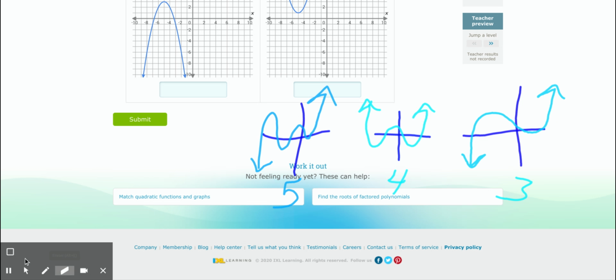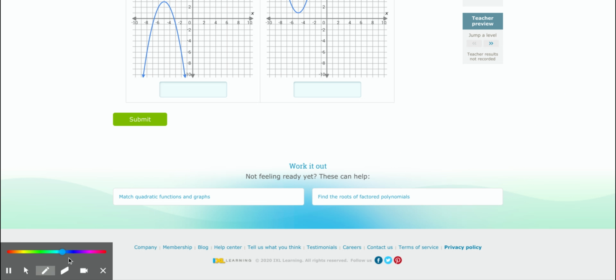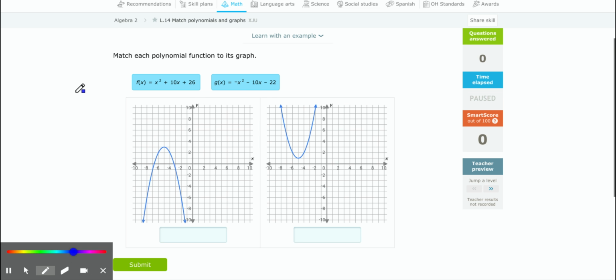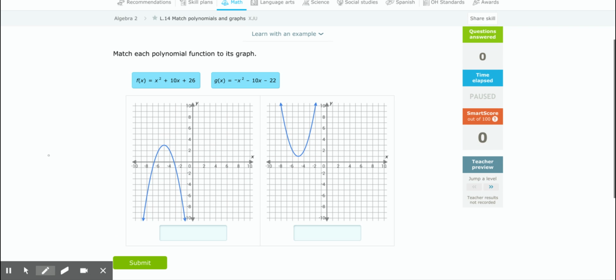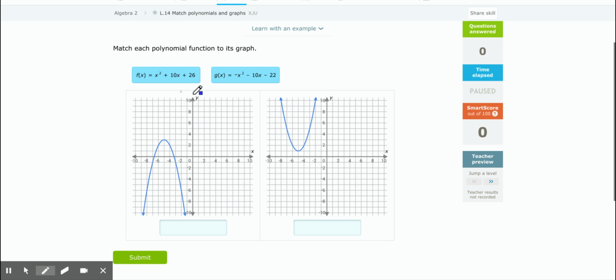Okay, now that we threw a bunch of this at you, let's see it in action. Let's take a look at this IXL that I have pulled up, and we can talk about a few things that help us make some decisions here. It says match each polynomial function to its graph. This is IXL L14. We have limited options here, especially for the first ones. It's just 2 and 2. It'll eventually get a little more complex.